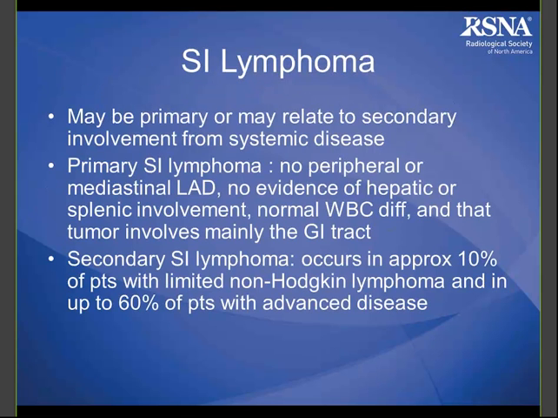So talking a little bit about lymphoma, it may be primary or may relate to secondary involvement from systemic disease. Primary small bowel lymphoma usually has no peripheral or mediastinal lymphadenopathy, unless it's very advanced. No evidence of hepatic or splenic involvement usually. Normal white cell count, and tumor usually involves mainly the GI tract. This is for primary disease. Secondary involvement occurs in approximately 10% of patients with limited non-Hodgkin lymphoma and in up to 60% of patients with advanced disease.